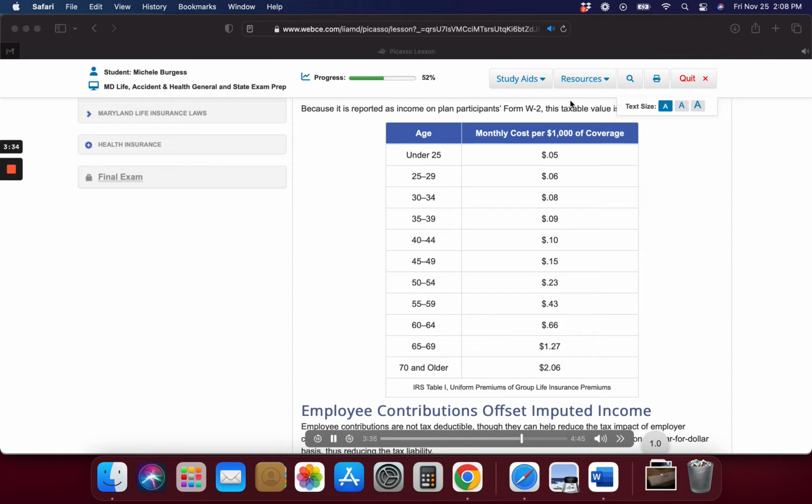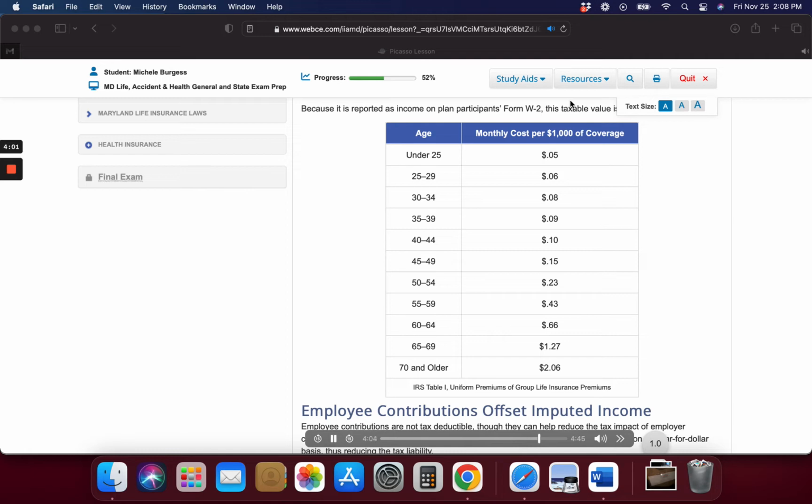Employer deduction. Although employees cannot deduct their group life insurance contributions, the employer can deduct its premiums as long as the plan does not discriminate against rank-and-file employees. To ensure that this does not happen, the plan must meet one of the following two requirements. At least 70% of all employees must participate. At least 85% of the plan participants must be rank-and-file employees.